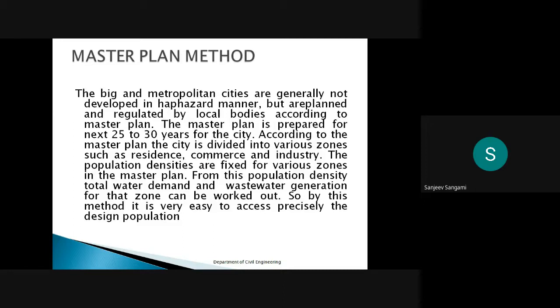One thing, whenever you are using this master plan method: you refer to the master plans prepared for other cities. That is one. Secondly, check how many zones they have prepared. In Chandigarh, for example, how many industrial zones and commercial zones they have.